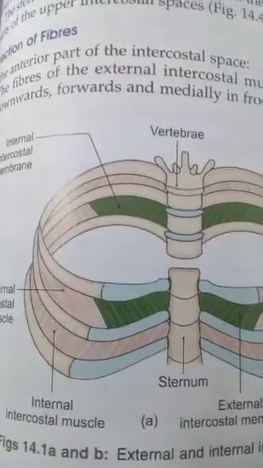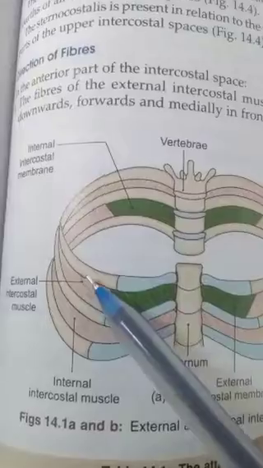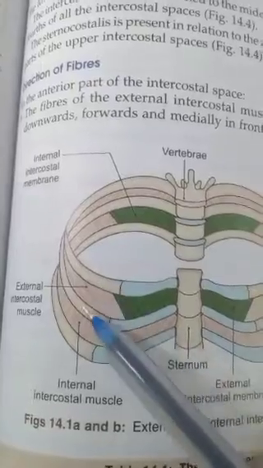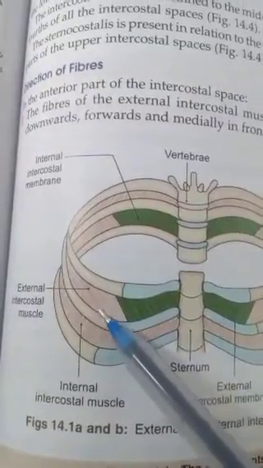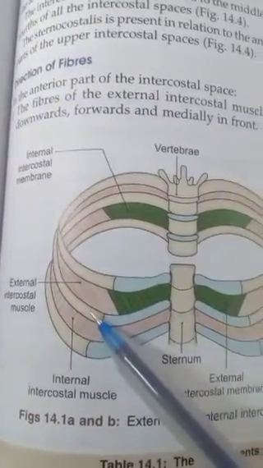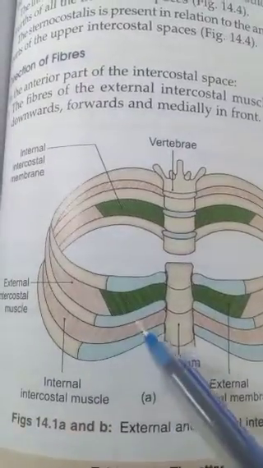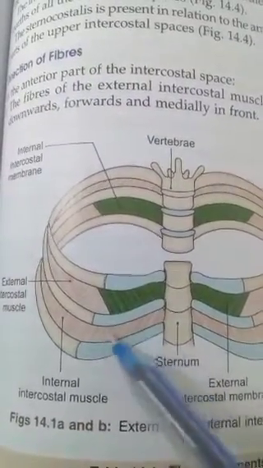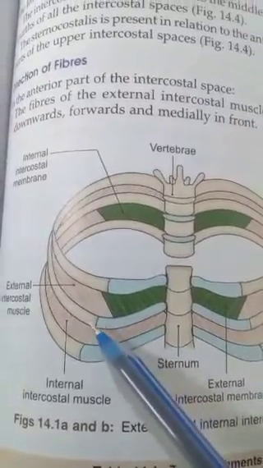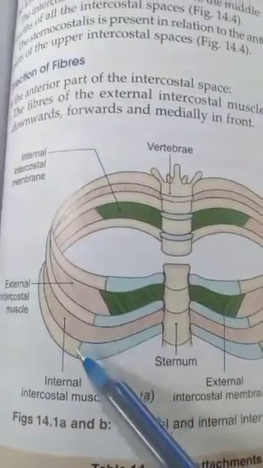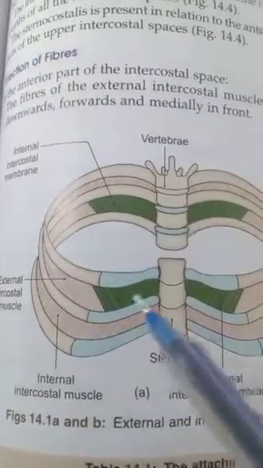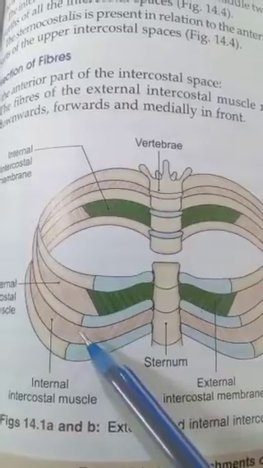We will now discuss the origin and insertion of these muscles. The external intercostal muscle arises from the lower border of the rib above the space, and it inserts into the outer lip of the upper border of the rib below the space. The internal intercostal muscle arises from the floor of the costal groove of the rib above the space, and it inserts on the inner lip of the superior border of the rib below the space. The costal groove has already been shown before.